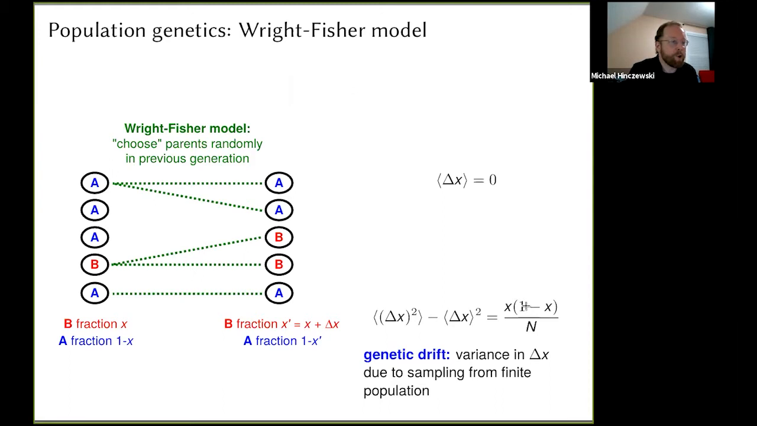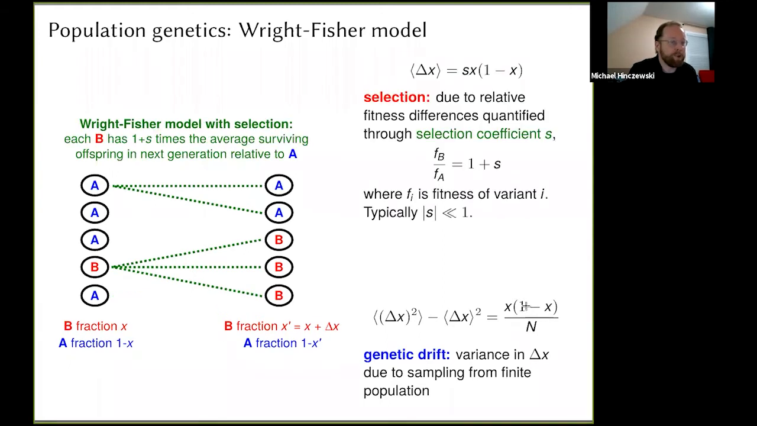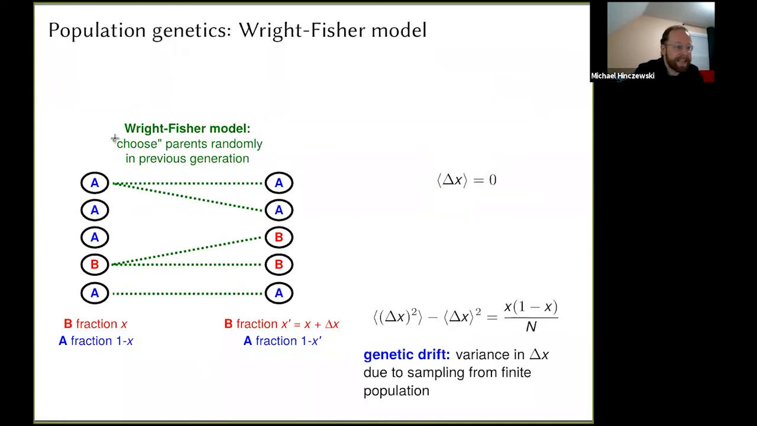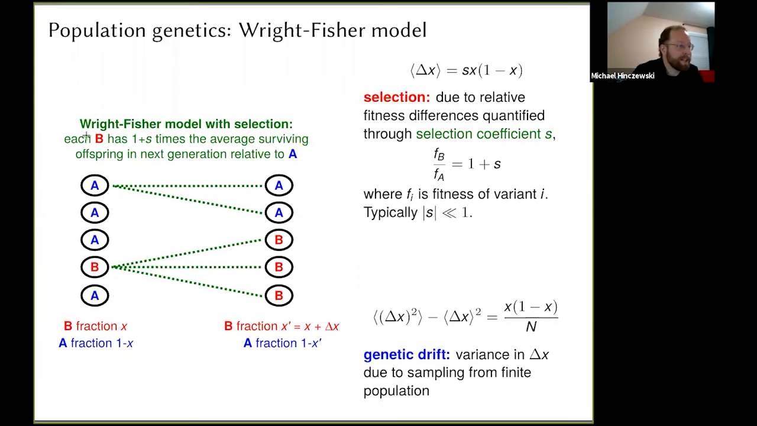Okay, so what do you do? How do we add natural selection to this? So here, the idea was that you basically choose your parents totally randomly, independent of what type they are. But let's say you have a slightly larger chance of choosing type B than A, and that chance is exactly 1 plus s times. So that essentially means your selection coefficient, the ratio of the fitness of B and A, is 1 plus s.